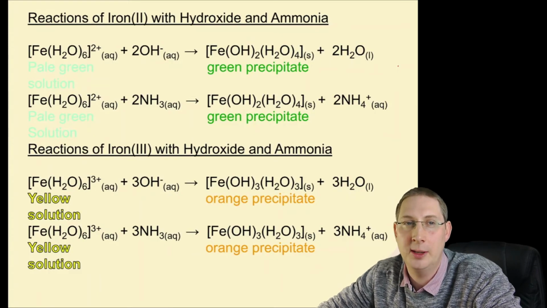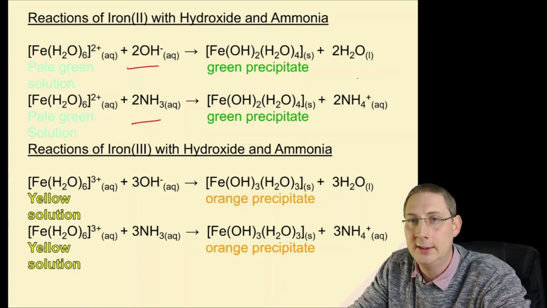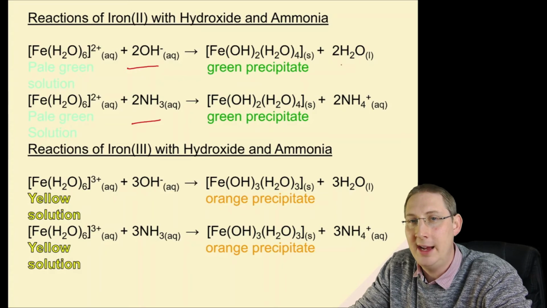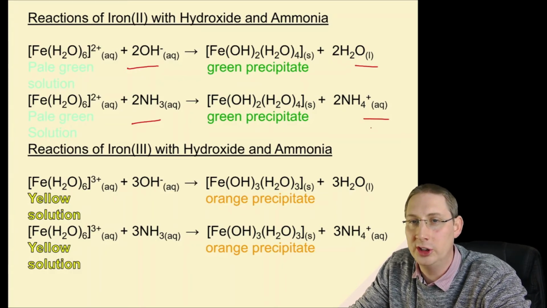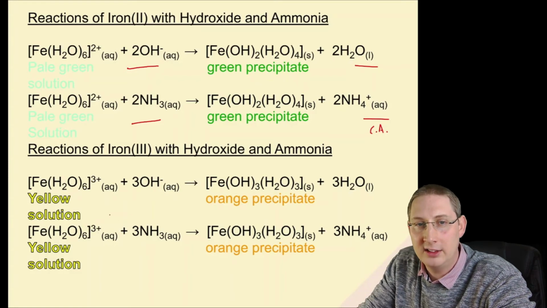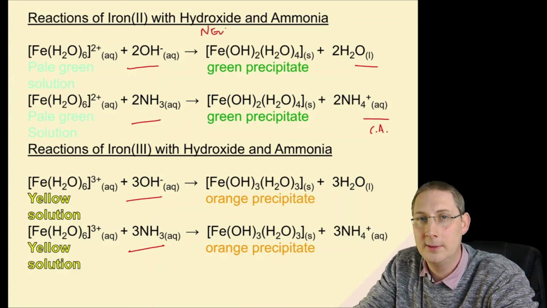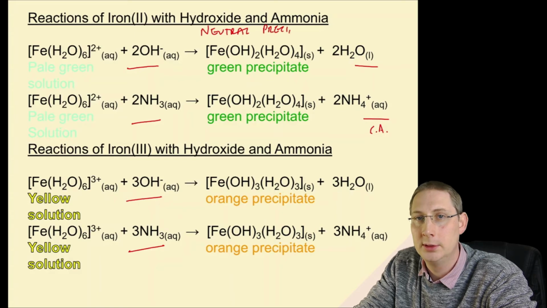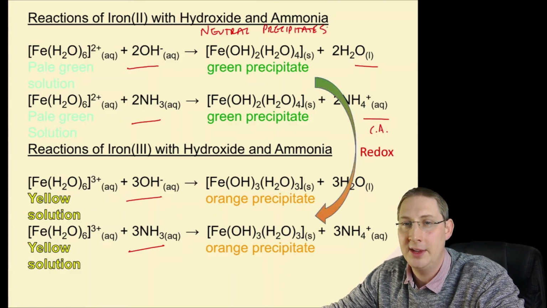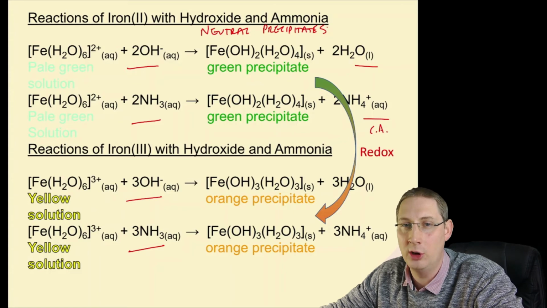And here are the reactions summed up for you. So with the iron 2, they react with 2 lots of base to form the neutral 2+ precipitates, and we end up with 2 lots of conjugate acid, whereas with the yellow solutions, the iron 3+ solutions, we react with 3 lots of base, again to form a neutral precipitate. There is no ligand exchange here. What you do need to know, however, is that the green precipitates will naturally in air oxidize to give you the orange precipitates.